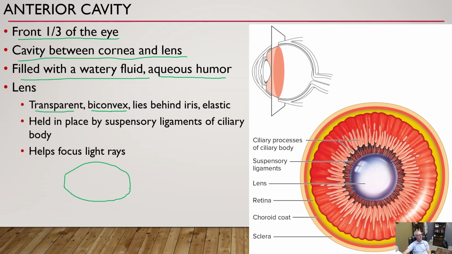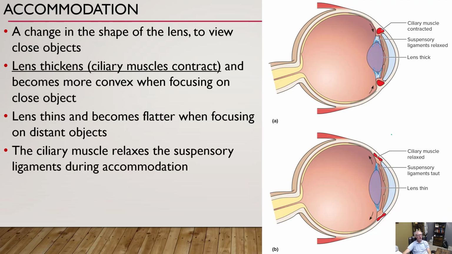That's what your lens looks like. It lies behind the iris. It has a lot of elastic connective tissue because it needs to change shape when the light passes through it. It's held in place by these things called suspensory ligaments. There's your lens there, and it's going to help focus those light rays onto your retina as light passes through your eye.